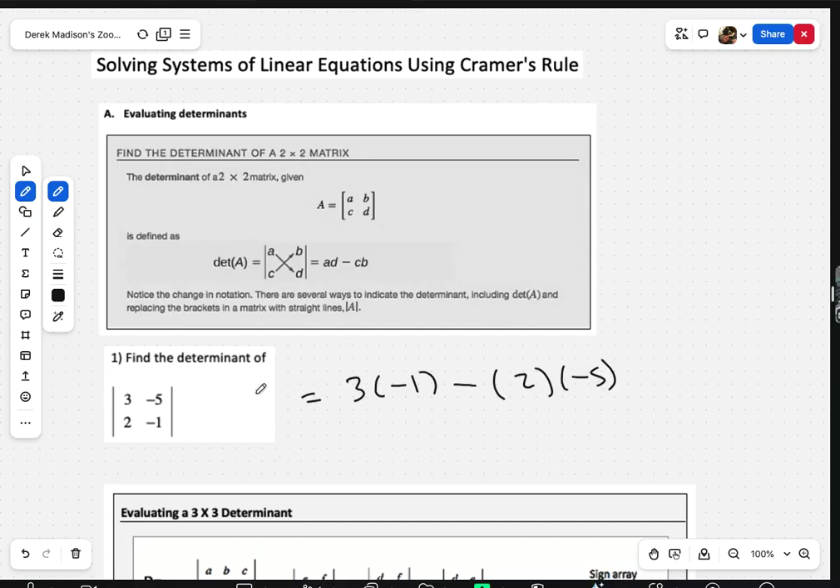You certainly don't need to show all that. I'm just doing it so that people can follow what I'm doing. And this would be negative 3 minus minus, I'm going to flip that to a plus 10, and then that would equal 7. And for this I should have been writing D equals for the determinant. So D equals 7.